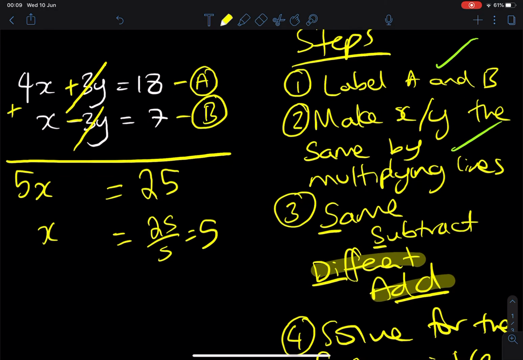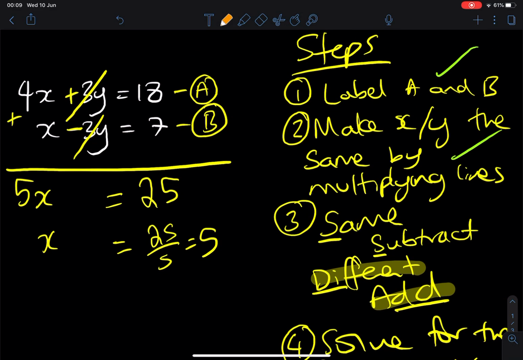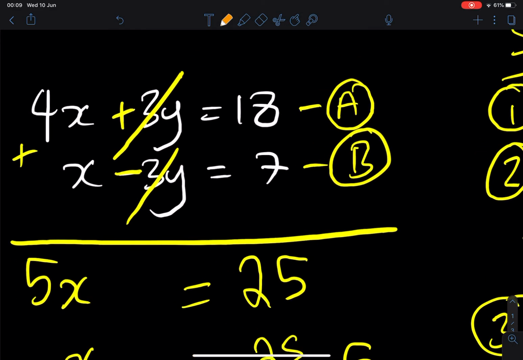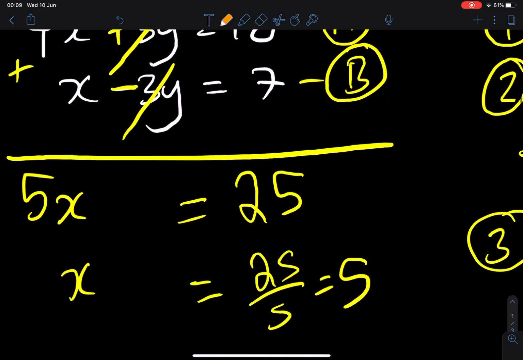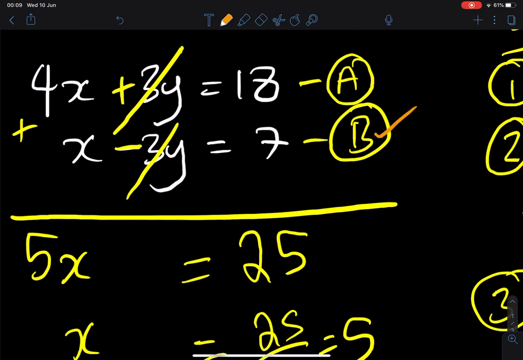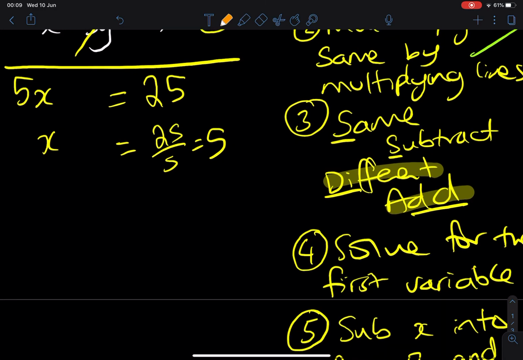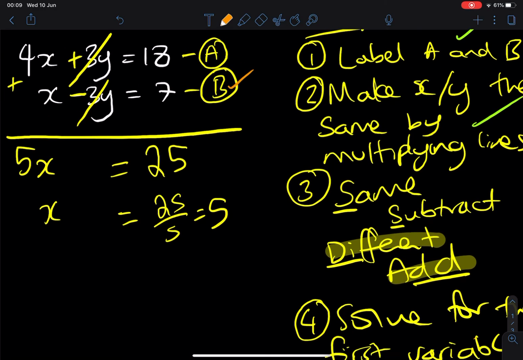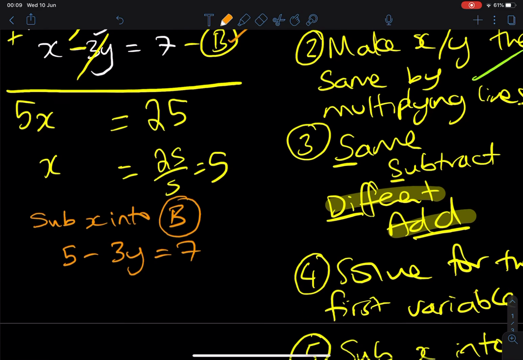So let me choose which one I'm going to substitute into. Now it doesn't matter. All I'm going to do is see which one is slightly easier for me to substitute into, and then just choose that. So based on this, I would probably say B is probably slightly easier out of the two. So what I'm going to do is wherever I see the letter x, sub x into B, I'm going to substitute in 5. So x minus 3y becomes 5 minus 3y is equal to 7.